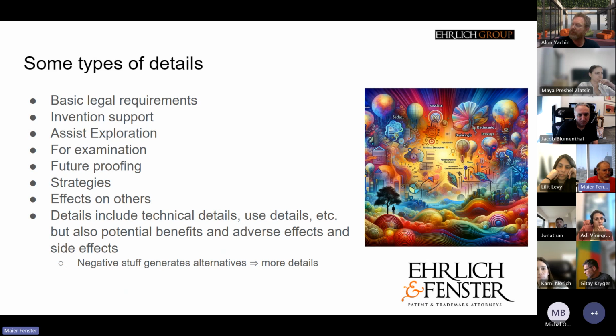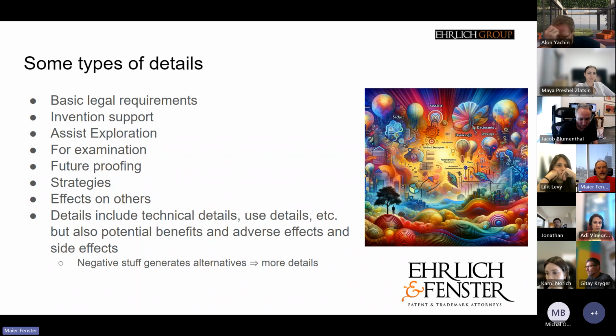So some details are required for legal reasons. Some are required to support the invention. Some help you explore the invention. Some details are used to help you with the examination process. Some details are for future proofing. A patent application is written today, but the patent will last for 20 years. Some details are put in specifically for strategies. Some details are put in to have effects on others, and we talked about that in an earlier talk as well.